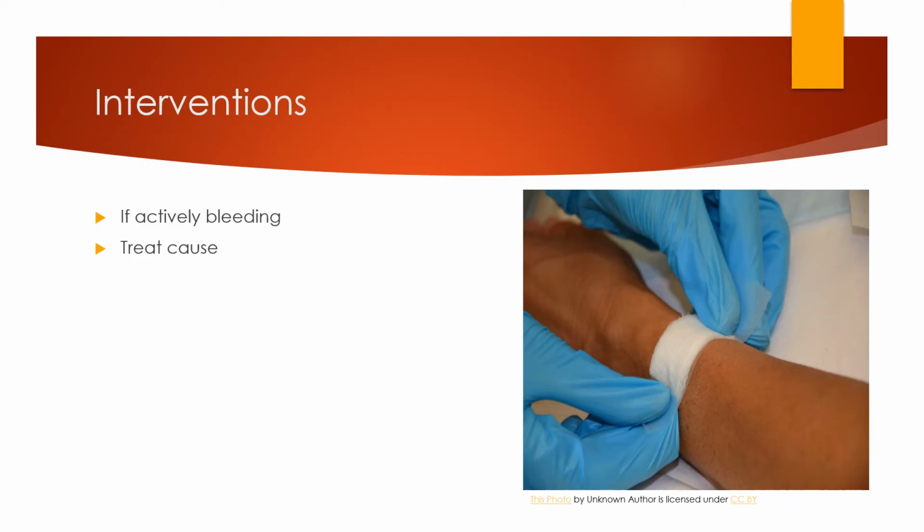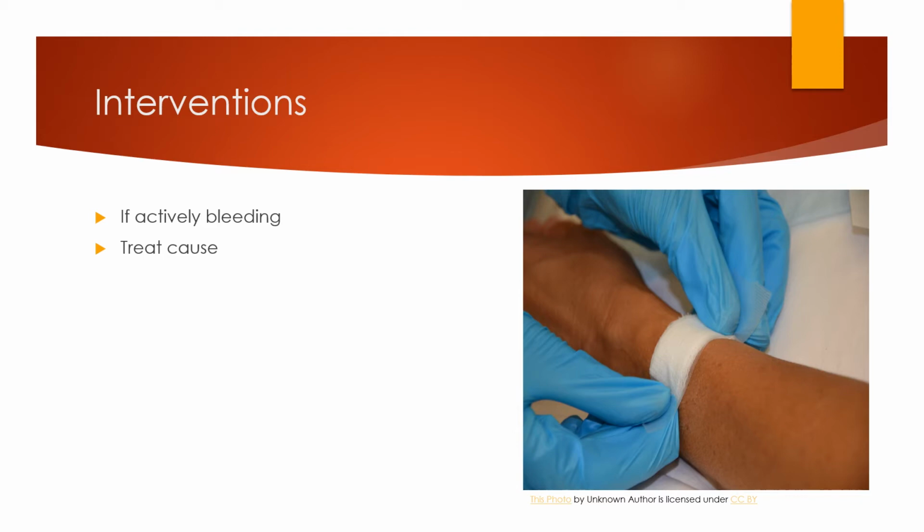Interventions. When we're talking about interventions for an individual who is at an increased risk for bleeding, the number one thing we want to look at, if the patient is actively bleeding, the first thing we're going to do is apply pressure. We have to apply pressure and then go forward with our other interventions. So if a patient is actively bleeding, pressure is the number one thing we're going to do. Once we've applied pressure, then we can go on and do further actions.